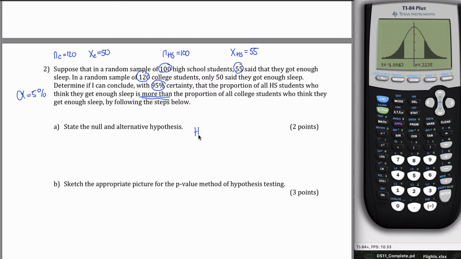Null and alternative? Sure. Now instead of comparing mu of the two groups, I'm going to compare P of the two groups because I'm talking about proportions. So I got P of the high school group and P of the college group.